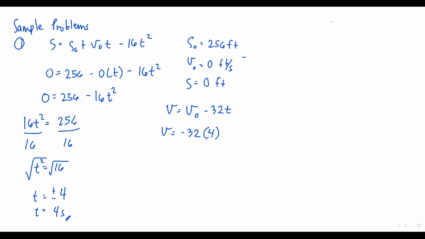Okay, so V is equal to negative 128 feet per second. The reason it became negative, guys, is because the ball is going downward. Let's say we have a well here. So that's our well. Sorry, I'm not good at drawing.